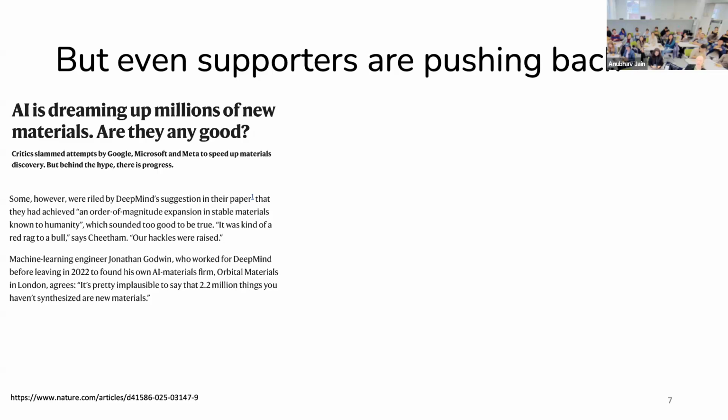But even a lot of people that are supportive of the field as a whole are pushing back. There was this article in Nature asking whether any of these materials that we dream up are good. There are millions of materials generated. Are they actually useful? There was a professor at UC San Diego, Anthony Cheetham, a very famous professor there, who pushed back against a lot of these stable materials results. Even Jonathan Godwin, who worked for DeepMind and then for Orbital Materials, one of the startups in this area, felt that some of the claims about new stable materials were maybe overblown.